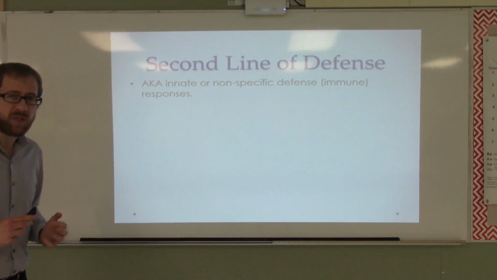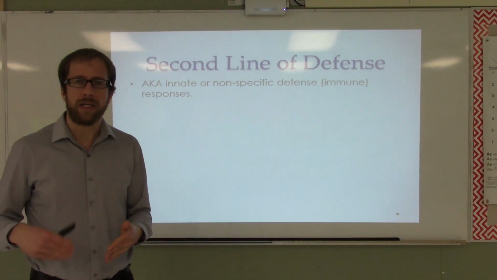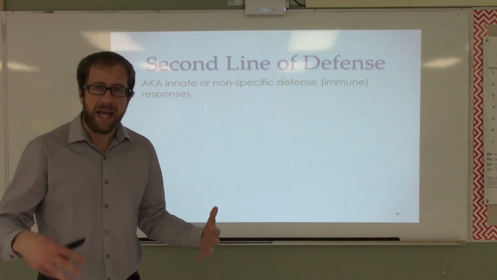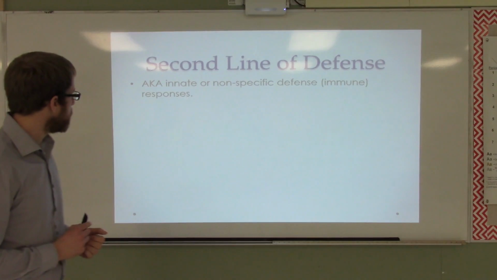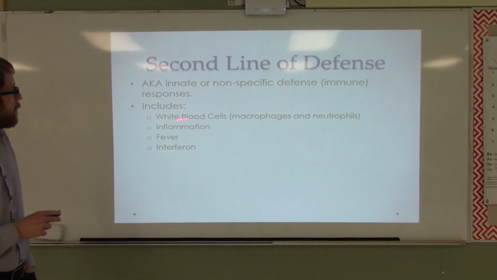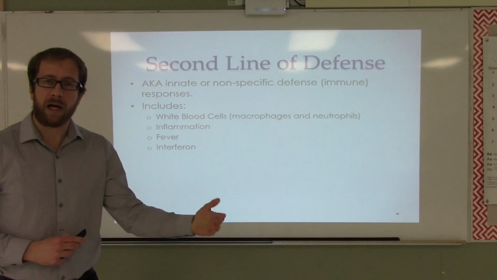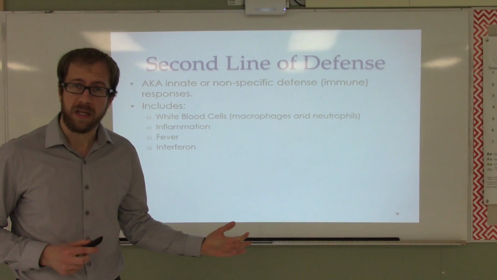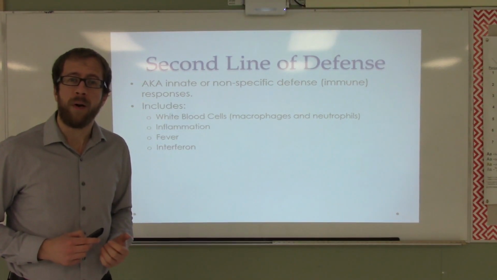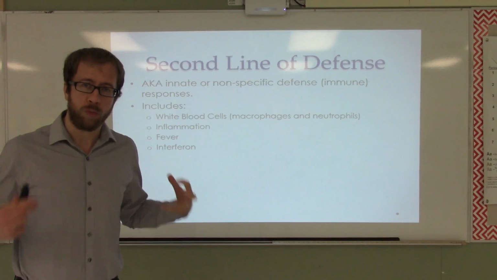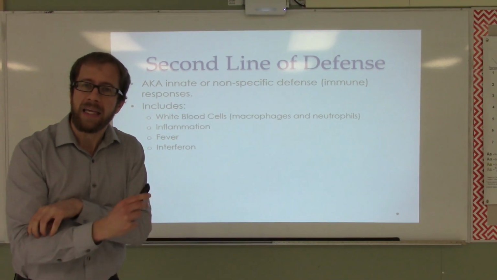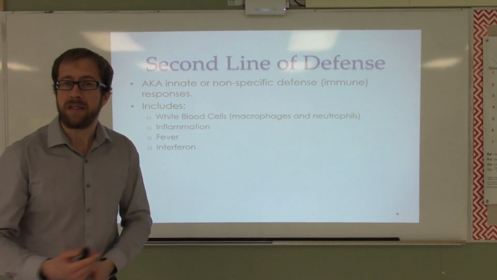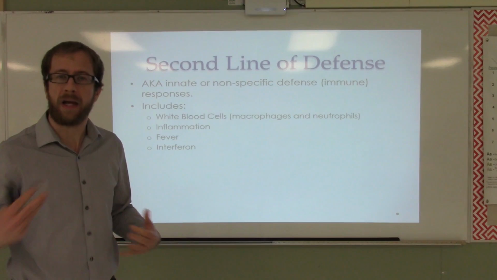Now, when I say non-specific, this means that it does not target any specific pathogen. This will target any foreign antigen that enters your body. Now, what are they? Well, we have white blood cells, macrophages, and neutrophils. Keep in mind, neutrophils are phagocytic, just like your macrophages, but they are in very high numbers. That's that army of white blood cells I talked about hanging out in your blood that get called to action when there is, say, tissue damage or infection somewhere in the body.